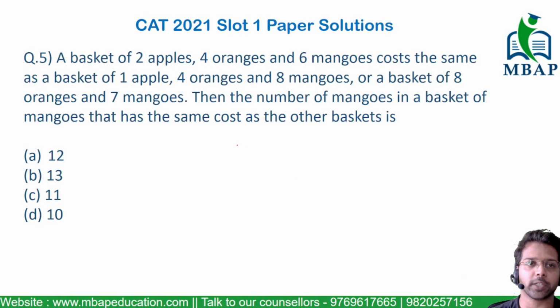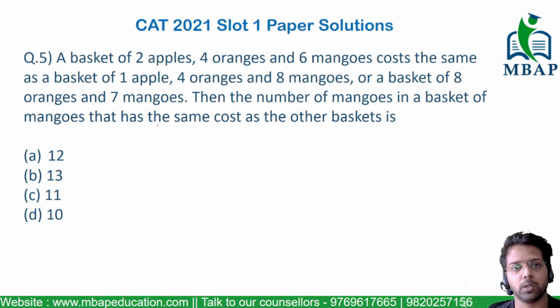Let's look at the next question now. The question says a basket of 2 apples, 4 oranges and 6 mangoes cost the same as a basket of 1 apple, 4 oranges and 8 mangoes, or a basket of 8 oranges and 7 mangoes. Then find the number of mangoes in the basket of mangoes that has the same cost as the other baskets.